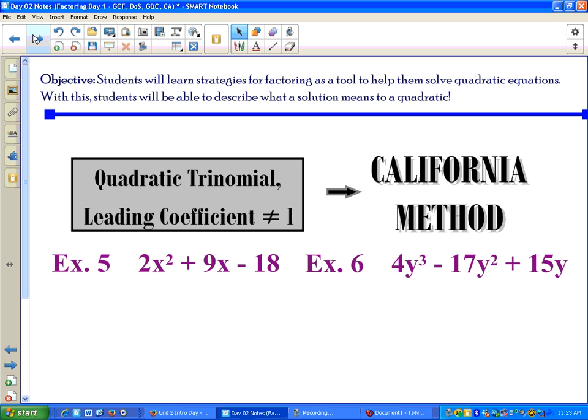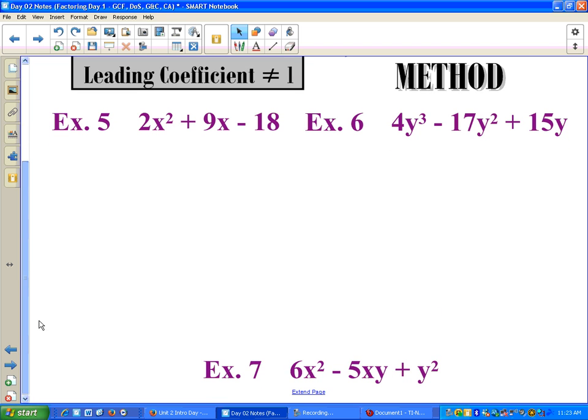Example 5. Is there a greatest common factor? No.